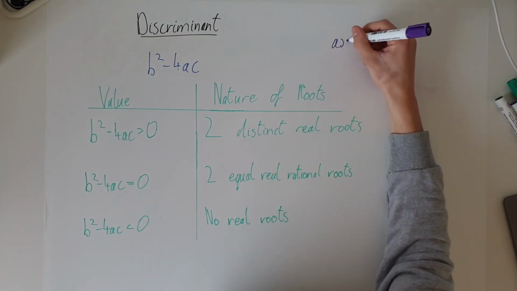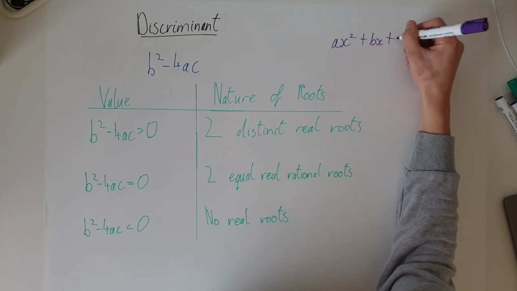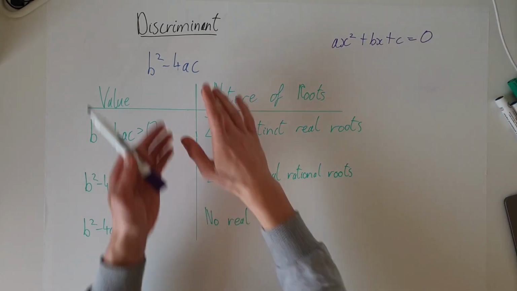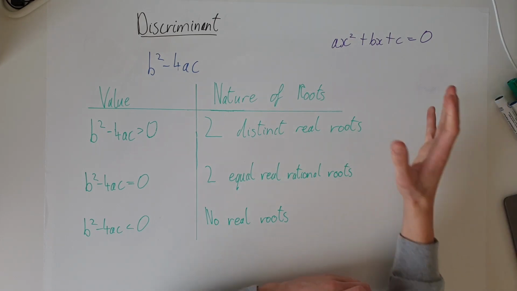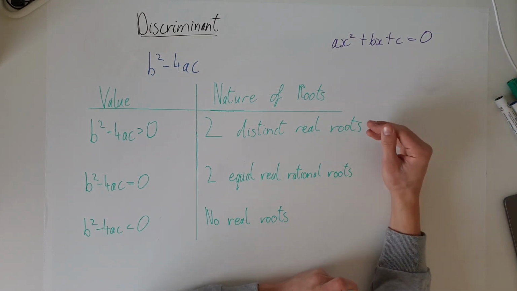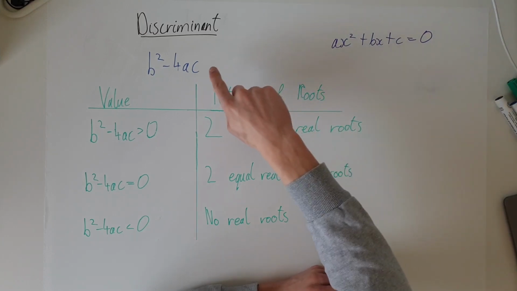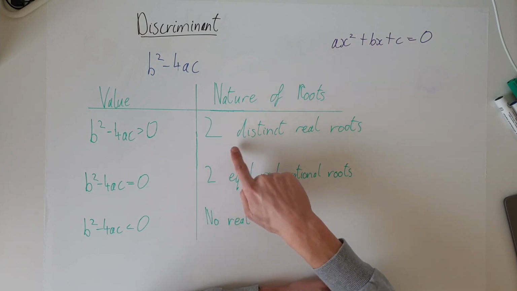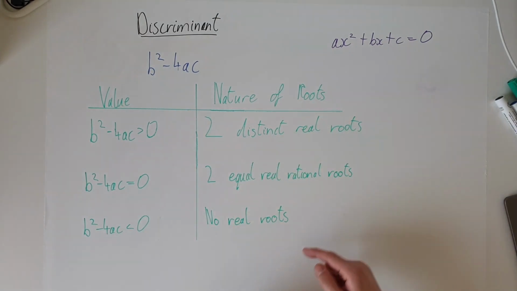in the form ax squared plus bx plus c is equal to 0, and we extract a, b and c, put them into the discriminant, and then what the question might ask us is to state the nature of the roots. So to state the nature of roots, we would solve the discriminant, and then we have three possibilities here that determine what statement we write down. Statement 1, 2 or 3.